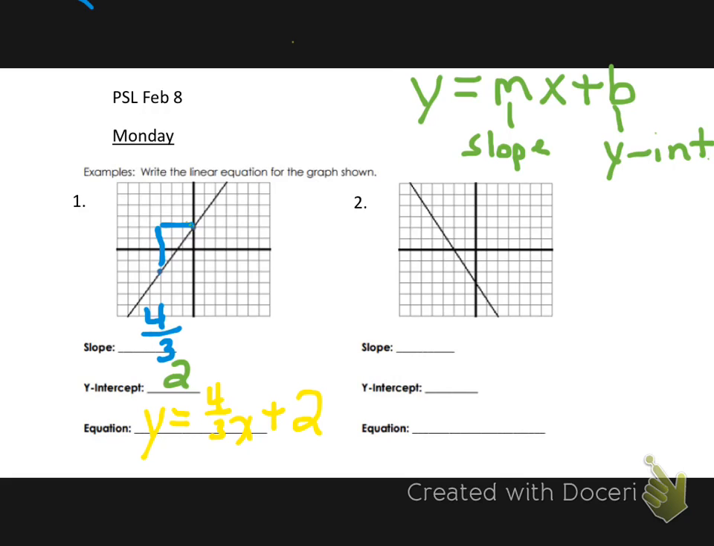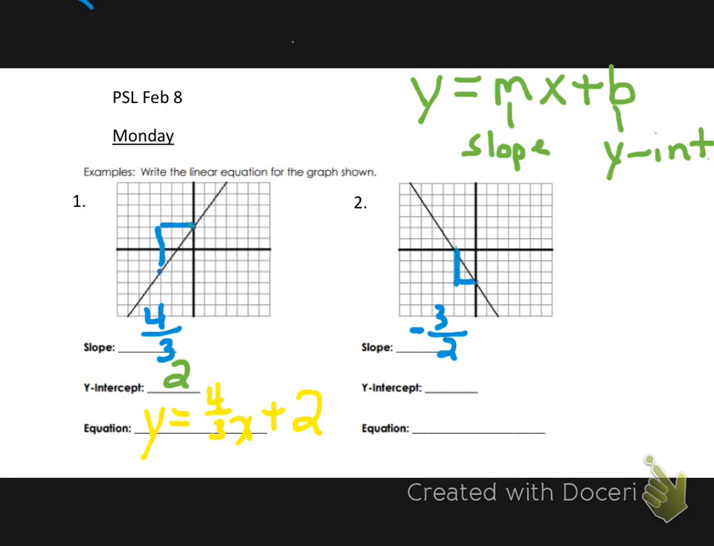Now looking at this next one, you don't have some points, but we can put some on. We can put one on right there, and put one on right there, and then we can count. And this time we're going down to the right, so we know already it's going to be a negative slope. So if we count, we're going down 3 over 2. So it'd be negative 3 over 2.